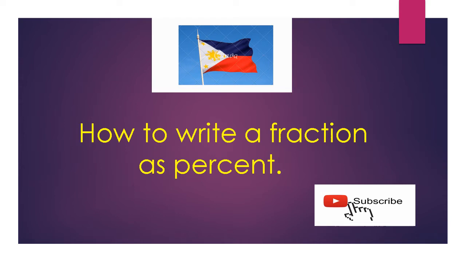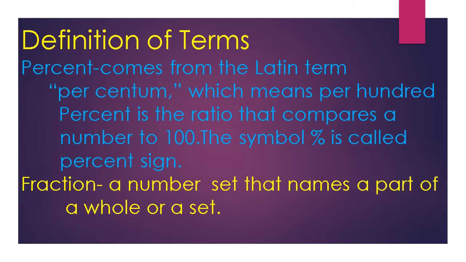Now we are going to learn how to write a fraction as percent. We have definition of terms. Percent comes from the Latin term percentum, which means per hundred. Percent is the ratio that compares a number to 100. The symbol is called percent sign. Fraction is a number set that names a part of a whole or a set.